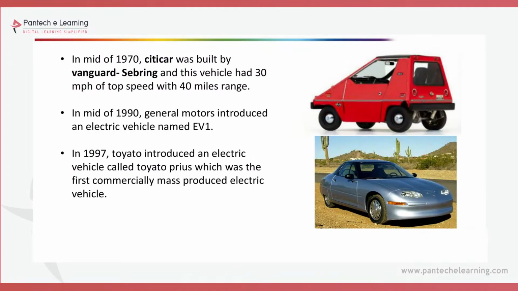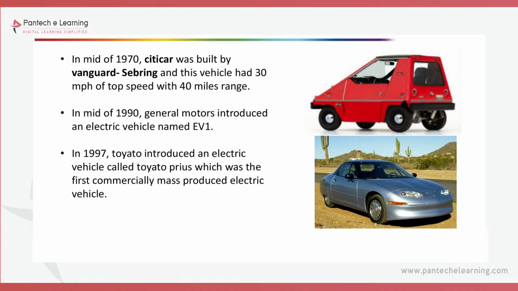The next one is 1970, when the city car was built by Vanguard, the CitiCar. Nowadays there is a similar model, the MG Comet. Only two members can drive in the vehicle. You can see it in your area. So in 1970, the city car was built by Vanguard. The vehicle had a speed of 30 miles per hour and a top range of 40 miles. So this is the first two-member EV car.